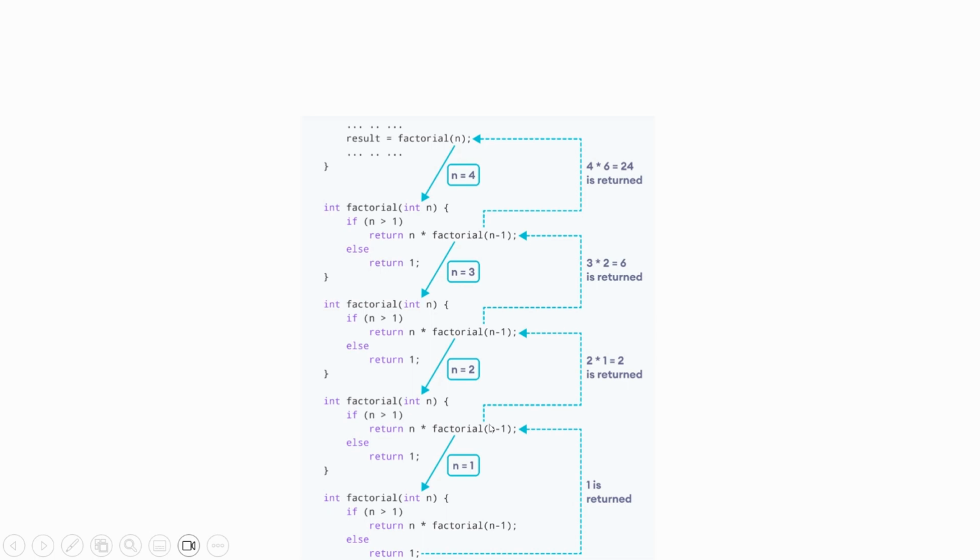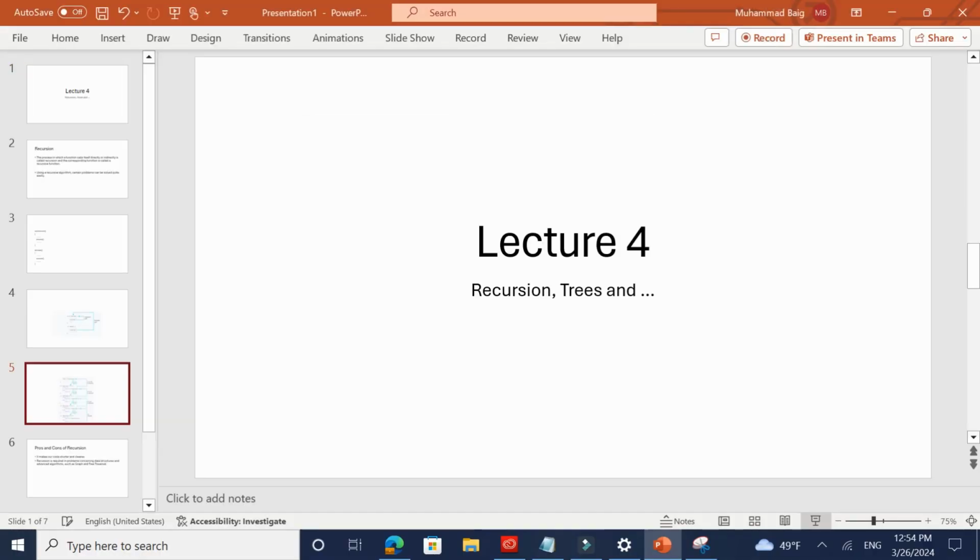So you end up doing 2 times 1, which is 2. You go here, so 3 times 2, because you get the result 2 here. So 3 times 2 is 6, and that 6 goes here. 6 times 4 is 24, that goes here. So that is the final result. That's how you go about dealing with factorial.